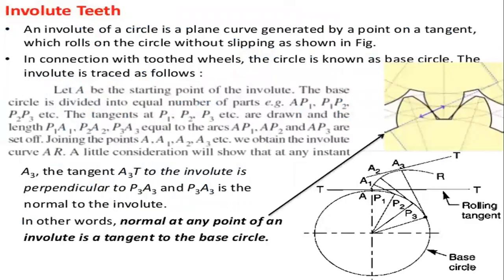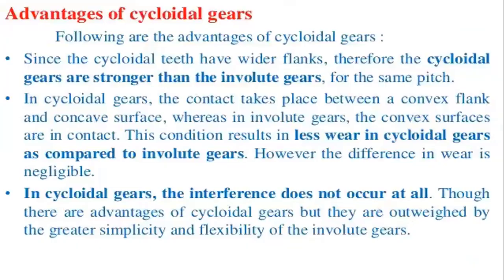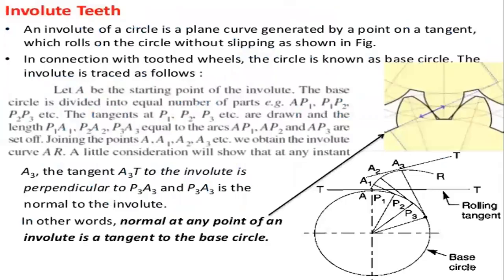Next is the second form of teeth, that is the involute teeth. These involute teeth are formed like a curve, and you can see it in the figure also. From the points of the circle, this generates a curve like this, which is like a snail shape.